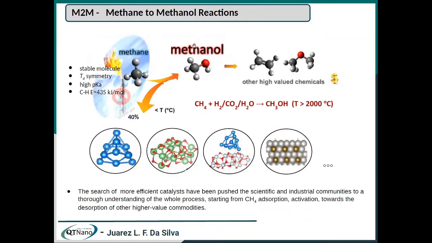One of the main challenges in the transformation of methane to methanol nowadays is that methane is a stable molecule with a tetrahedral symmetry and a high pKa. So extracting a proton from methane requires a lot of energy, and the conversions occur at high temperature.